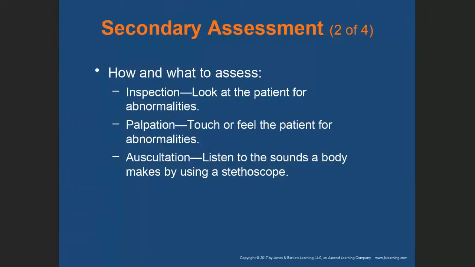You will be using inspection, palpation, and auscultation. How and what to assess. So inspection, you look at the patient for abnormalities. Palpation, touch or feel the patient for abnormalities. Auscultation, you listen to sounds the body makes by using a stethoscope. And the best way to identify abnormal lung sounds is to listen with your stethoscope.